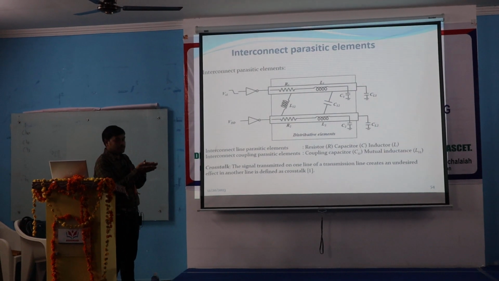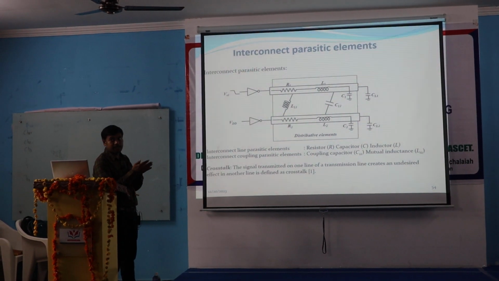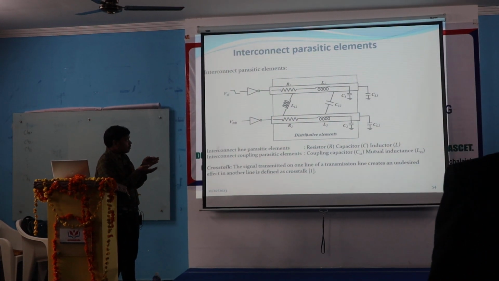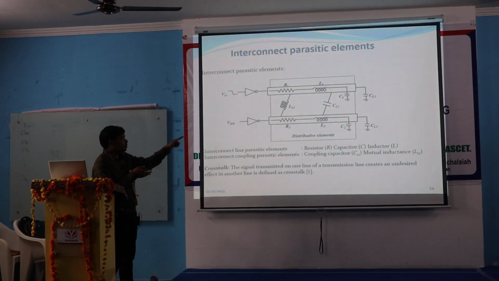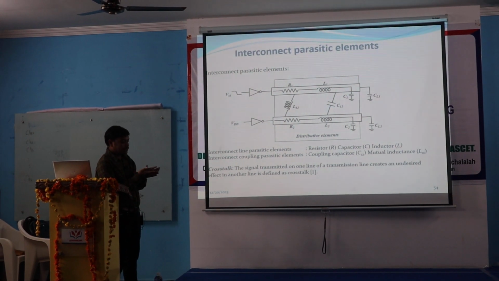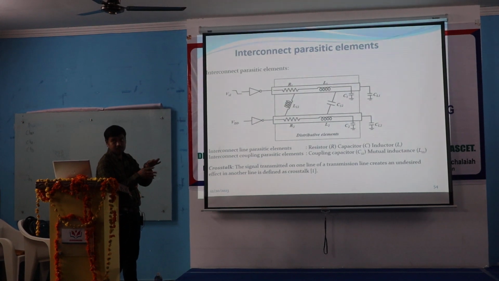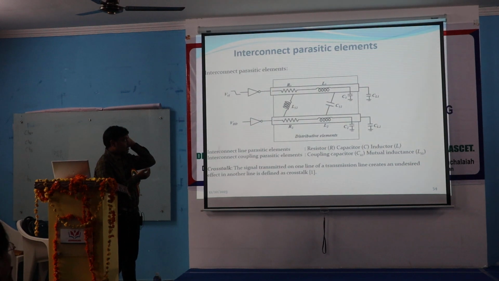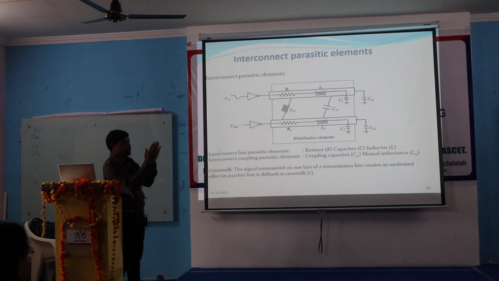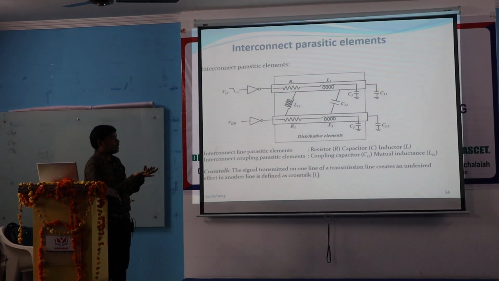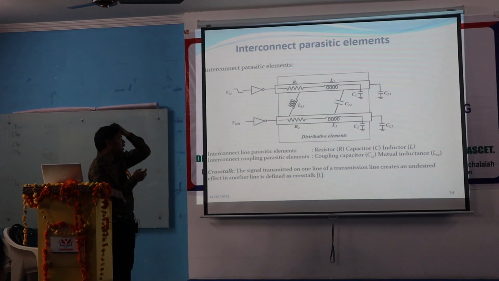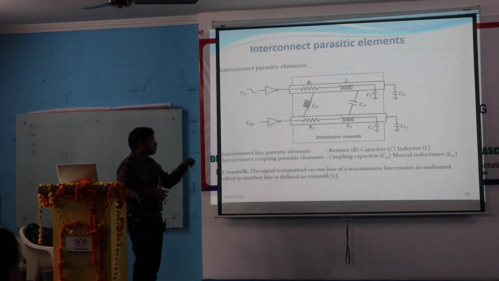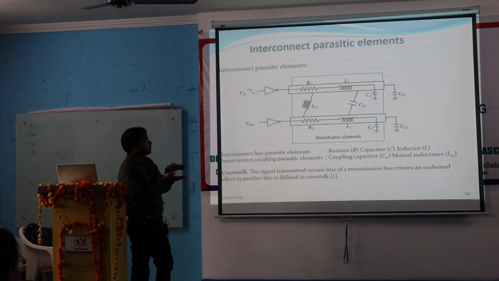Because they are very close to each other, they are actually coupled with electromagnetic interference. Because of the magnetic field interaction, that L12 will come. Because of the electric field interaction, that C12 will come. They are coupling lines 1 and 2. Similarly, all the nearby interconnects will definitely couple, but for first order analysis, we will limit it to only 2 interconnects. After that, we will try to extend. So I considered 2 interconnects.